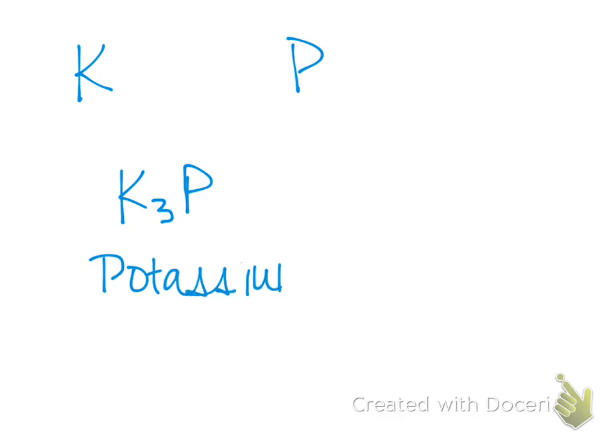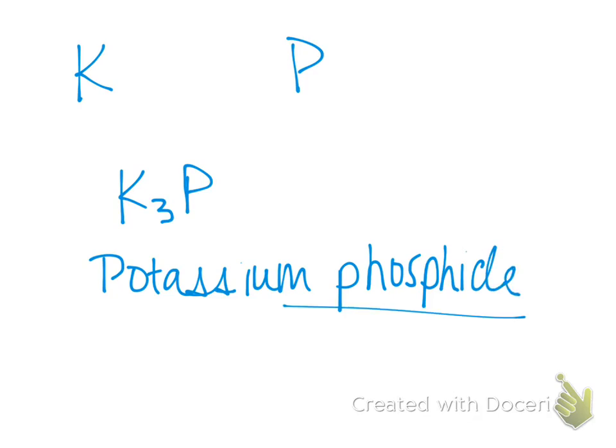Okay, Lauren, why don't you tell me what you had? Potassium phosphide, K3P. Perfect. Something that you should know with binary compounds is that the cation always goes first. Always, always. So it's always cation followed by anion.